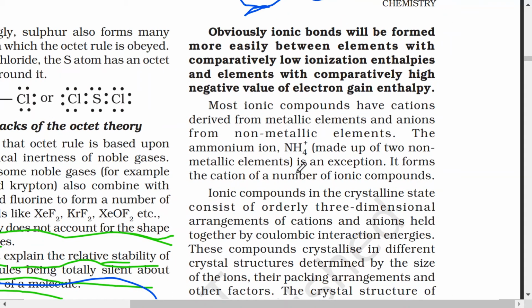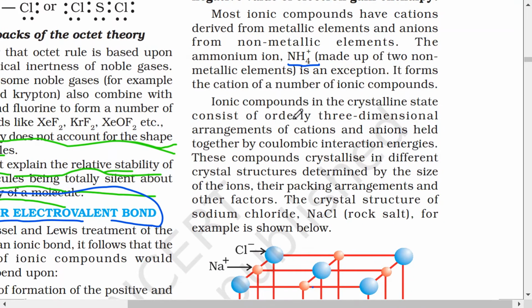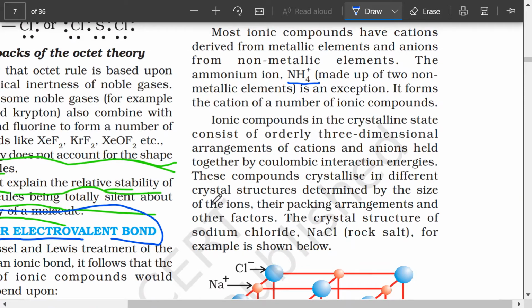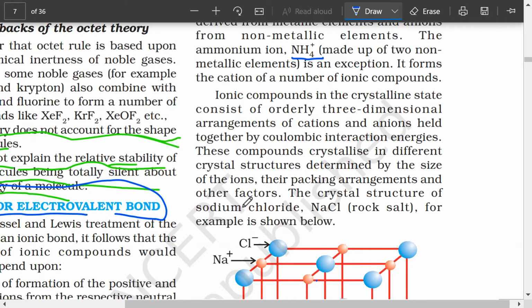Most ionic compounds have a cation derived from a metallic element and an anion from a non-metallic element. The ammonium ion NH4+, made up of two non-metallic elements, is an exception. It forms the cation of a number of ionic compounds. An ionic compound in the crystalline state consists of an orderly three-dimensional arrangement of cations and anions held together by Coulombic interaction energies. These compounds crystallize in different crystal structures determined by the size of the ions, their packing arrangement, and other factors.